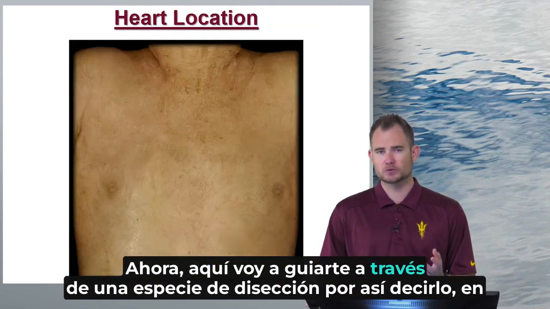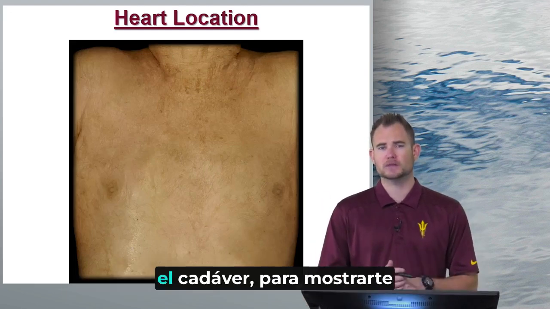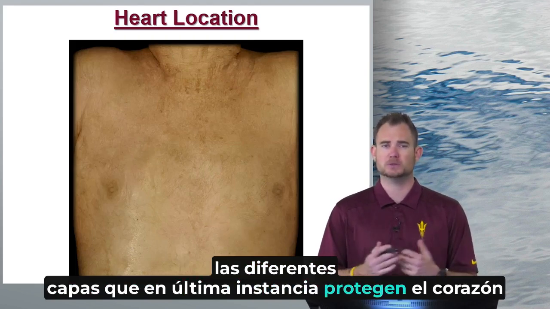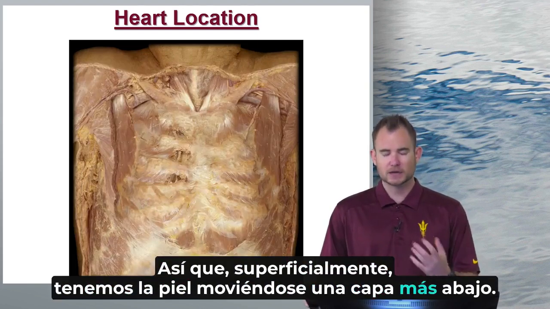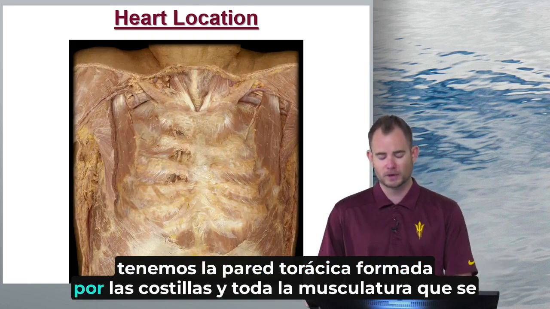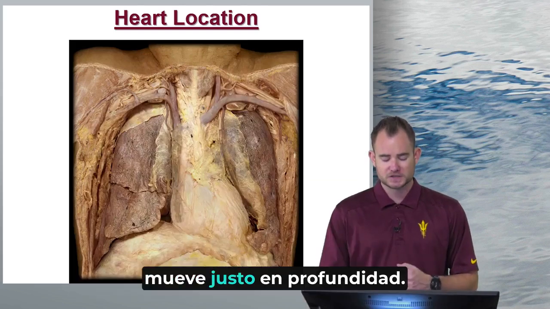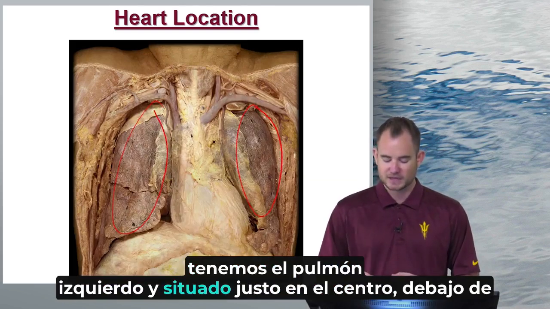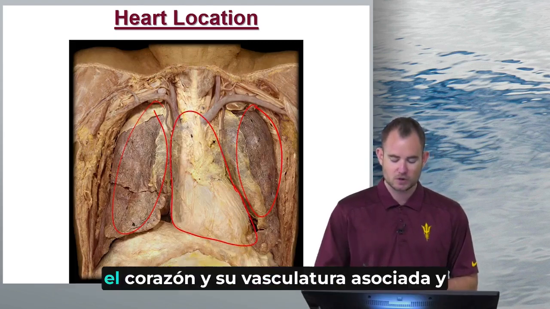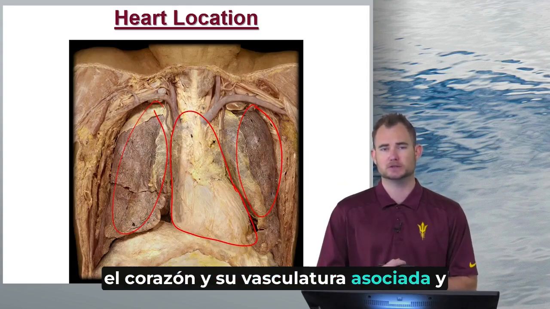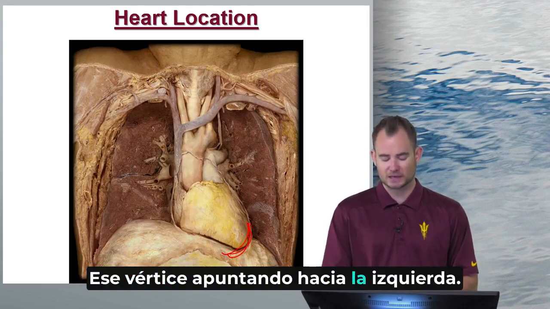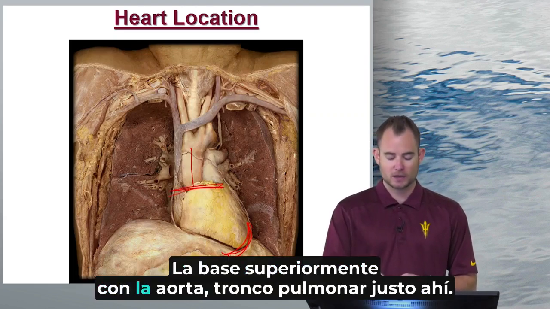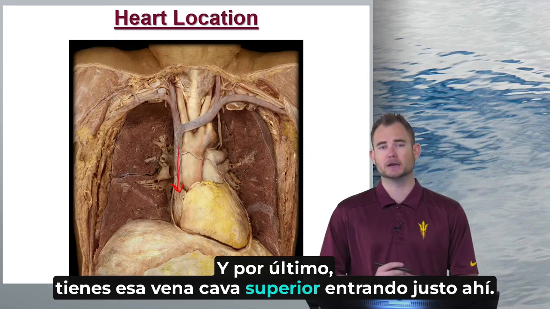Now here I'm going to guide you through a sort of dissection in the cadaver to show you the different layers that ultimately protect the heart and encapsulate it within that thoracic cavity. So superficially we have the skin. Moving one layer lower, you remove that skin, we have the thoracic wall made up of the ribs and all of the musculature. Moving just deep to that, we have the right lung and the left lung, and situated right in the middle beneath that sternum, we have the heart and its associated vasculature. And here's what it looks like all cleaned up. Again, that apex pointing down towards the left, the base superiorly with the aorta, the pulmonary trunk right there, and lastly you have that superior vena cava coming in right there.